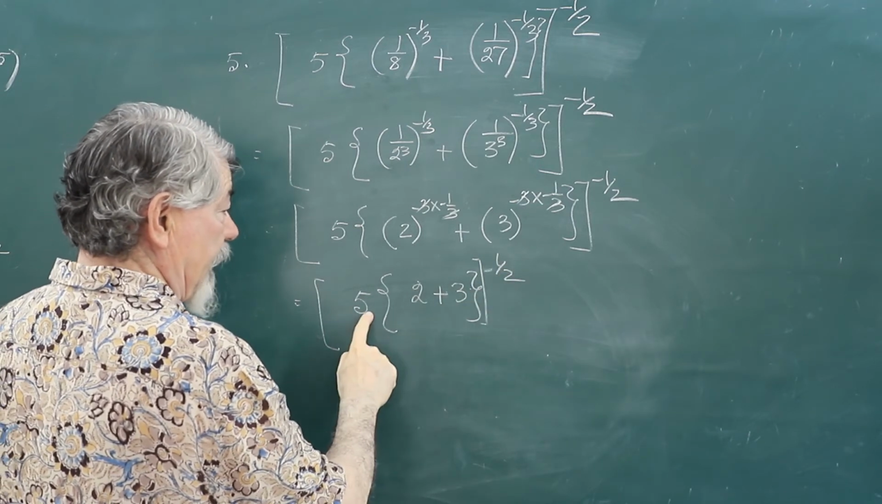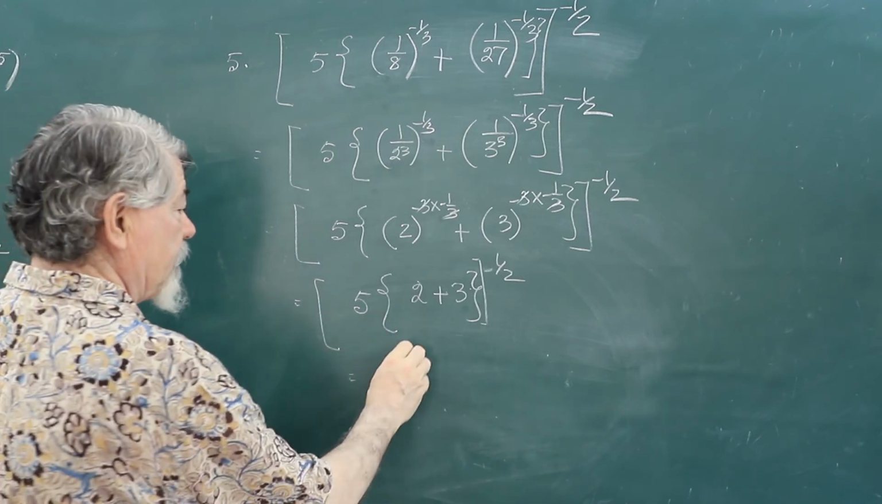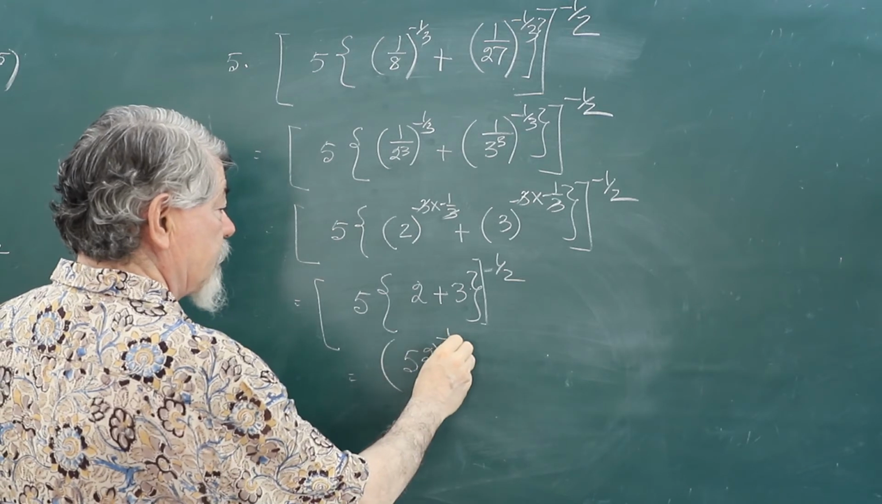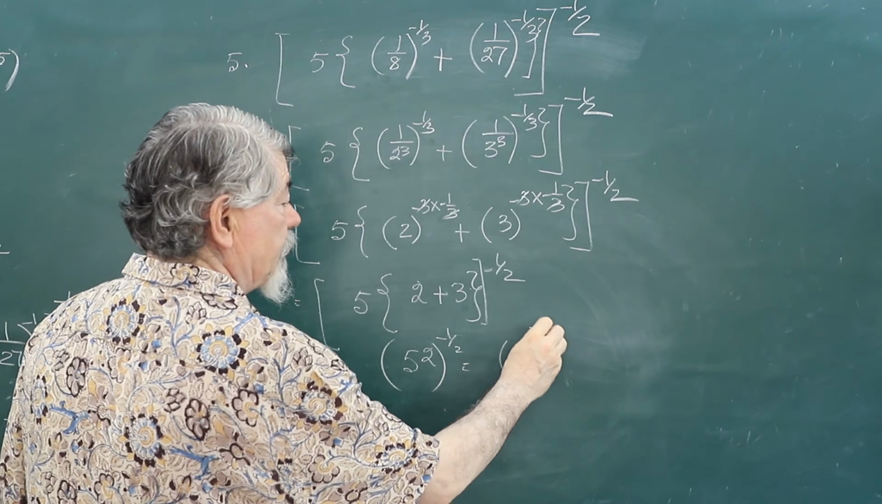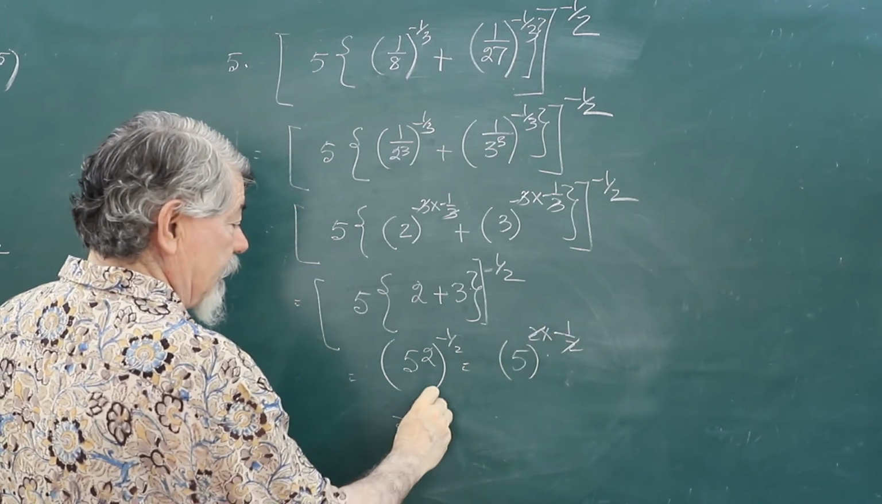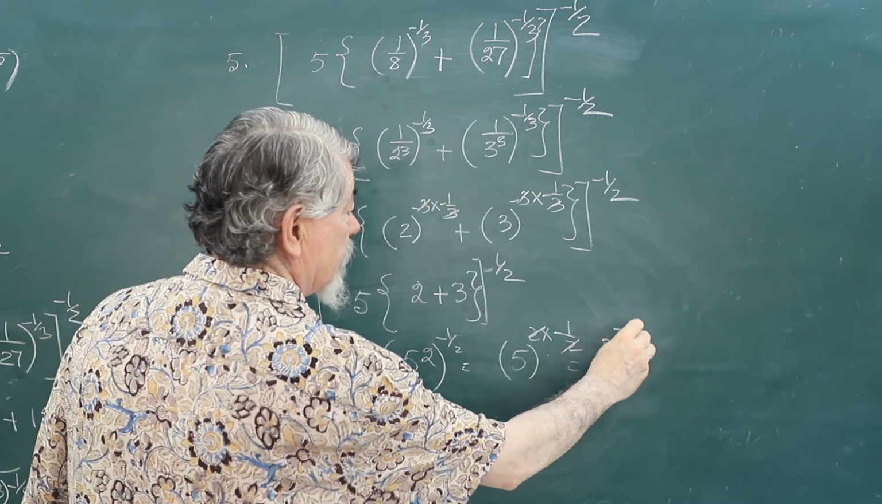Now it is 5, and 2 plus 3 also becomes 5. So 5 to the power 2. It becomes 5 to the power 2 to the power minus 1 upon 2. So it will become 5 to the power 2 into minus 1 upon 2. This will cancel, and it will be 1 upon 5, because it is 5 to the power minus 1.